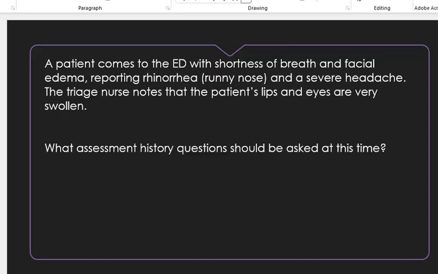So next is a case study that we're going to present you with. A patient comes to the ED with shortness of breath, facial edema, reporting rhinorrhea, a runny nose, and a severe headache. The triage nurse notes that the patient's lips and eyes are very swollen. What assessment history question should be asked at this time?